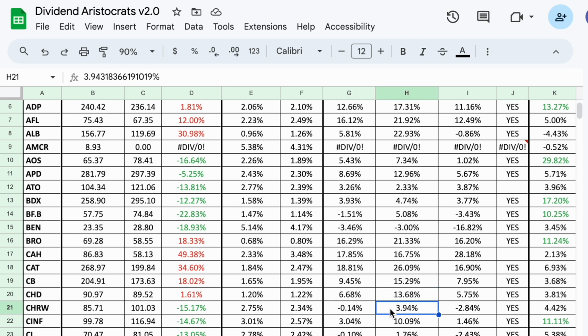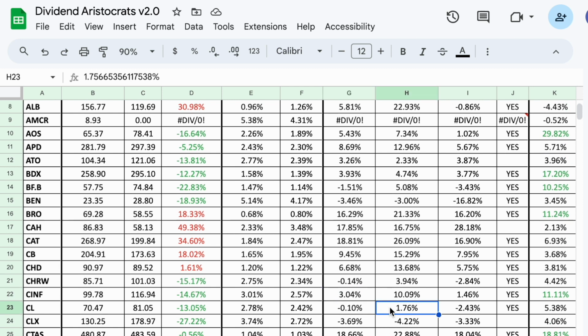C.H. Robinson Worldwide also passes the test, with a return of 3.94% while undervalued, compared to minus 0.14% overall. Cincinnati Financial also passes the test, with a return of 10.09% while undervalued, compared to 3.04% overall. Colgate passes the test as well, with a return of 1.76% while undervalued, compared to minus 0.1% overall. Clorox is the third aristocrat that fails to pass the test, with a return of minus 4.22% while undervalued, compared to minus 3.69% overall.